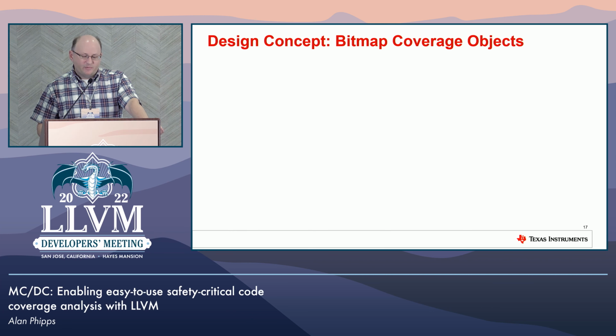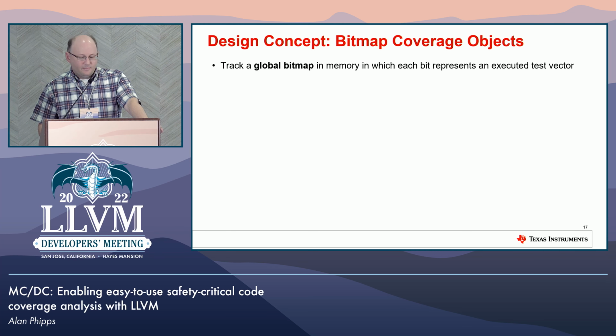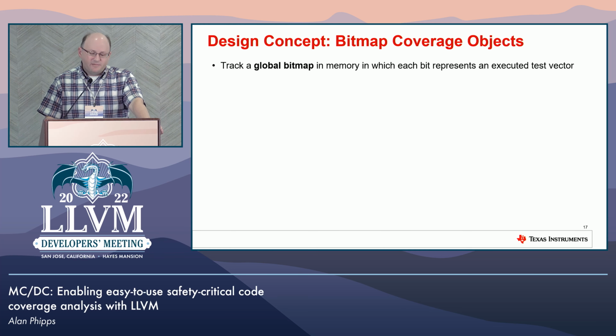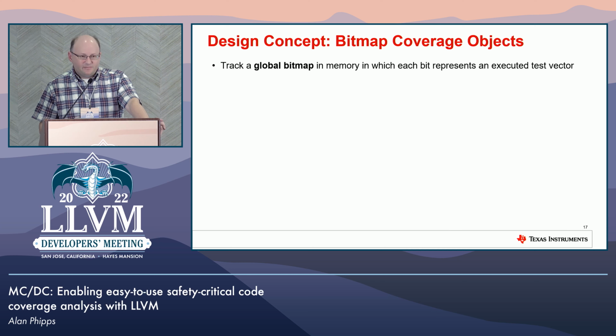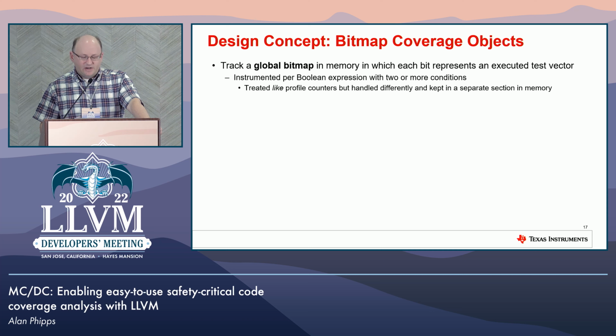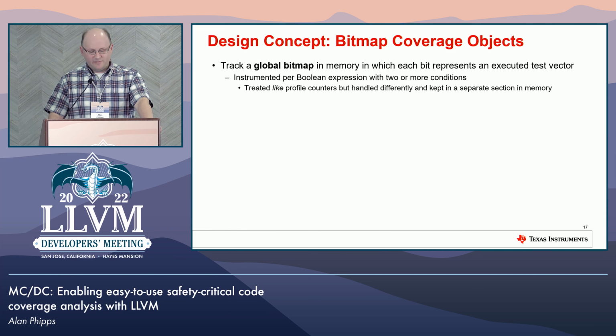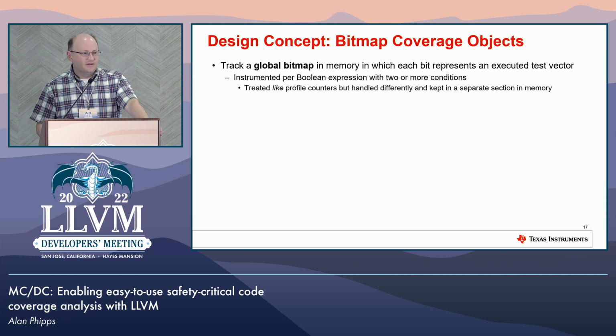So what we came up with was the concept of a bitmap coverage object. The idea here is to track a global bitmap in memory in which each bit simply represents an executed test vector, and that's it. It's instrumented for a Boolean expression with two or more conditions, and it's treated like profile counters. It's handled in the backend like counters are, but it's handled slightly differently and kept in a separate section of memory.